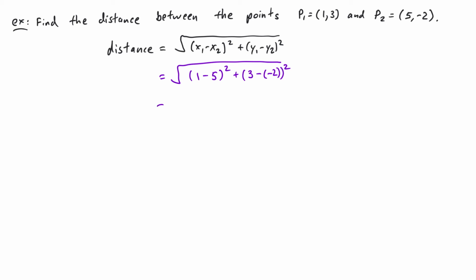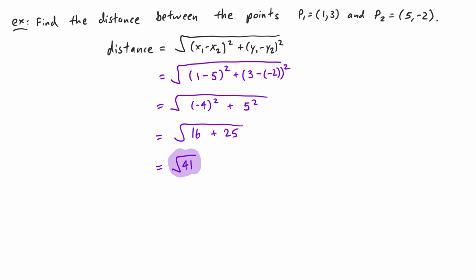Let's simplify this. We have square root of 1 minus 5, so that's -4 squared, plus 3 minus -2. So that's 3 plus 2, or 5 squared. Simplifying this further, we have square root of 16, that's -4 squared, plus 25, which is 5 squared. Adding 16 and 25, we get square root of 41. So the distance between the 2 points P1 and P2 is square root of 41.